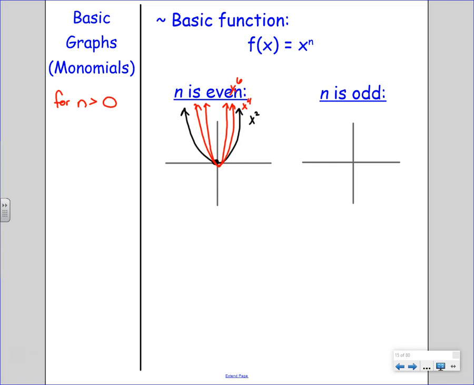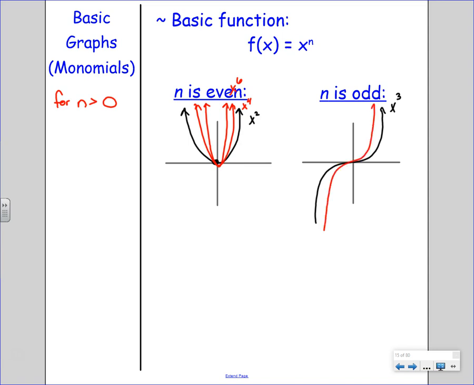Okay, what if n is odd? What's a cubic look like? You guys know that one, right? So what's going to change if I do not x cubed, but x to the 5th? Yeah, it's going to go sharper. It's going to be narrower, because instead of 2 being raised to the 3rd power and being 8, 2 is going to be raised to the 5th power, and it's going to be 32.